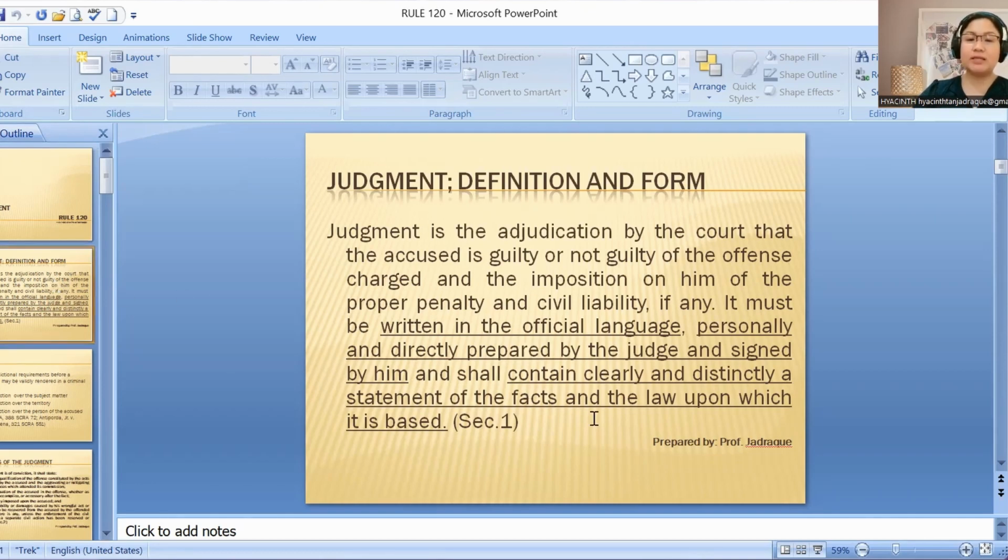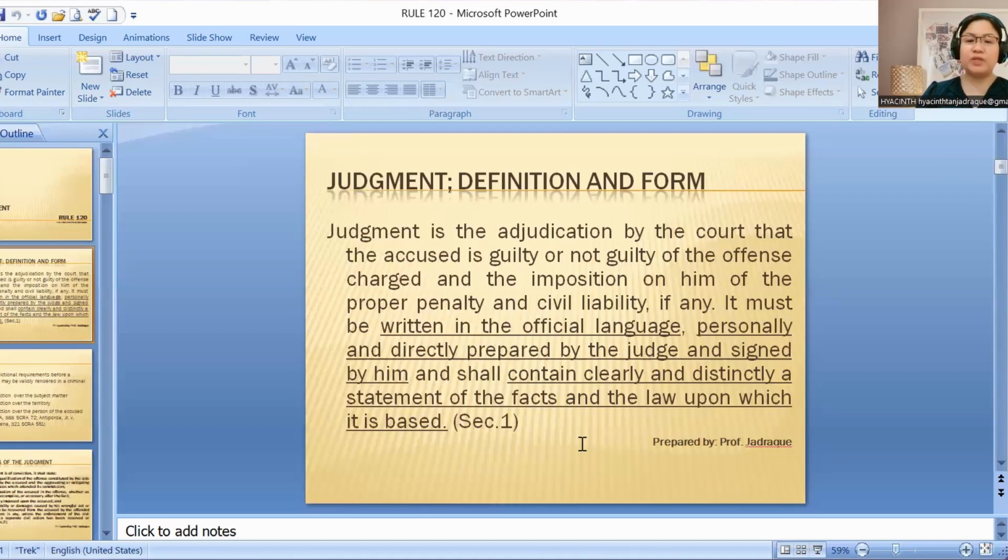It must be written in the official language. So, in our jurisdiction, our official language is the English language, personally and directly prepared by the judge and signed by him, and shall contain clearly and distinctly a statement of the facts and the law upon which it is based. In other words, aside from the fact that it is written in the English language, the rules mandate the judge to personally and directly prepare the judgment.